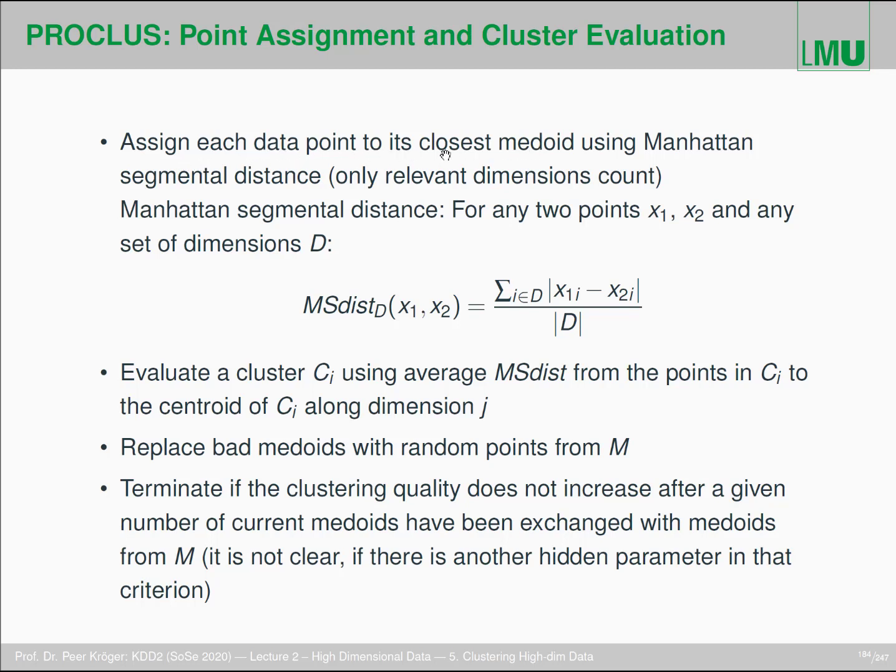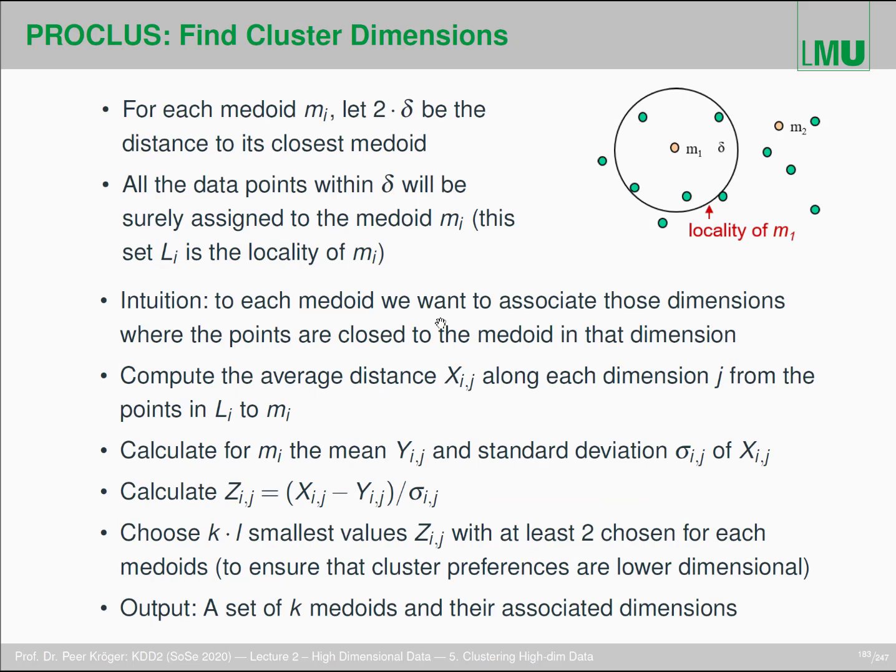So each data point is assigned to the closest medoid using the so-called Manhattan segmental distance. Only the relevant dimensions of the corresponding medoid count. So here's the Manhattan segmental distance for any 2 points, x1 and x2, in any set of dimensions; you only look at those dimensions here. And those dimensions are the relevant dimensions of the corresponding medoid. One of those things is the medoid, and the other is a data point, and the set of dimensions D is from the medoid, computed here in the first step.